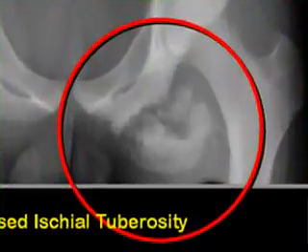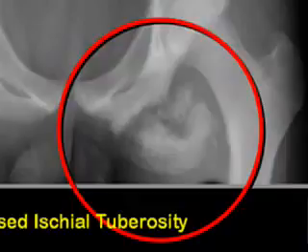This is an example of a healing fracture of the ischial tuberosity. You can see the marked periosteal reaction and callus formation and enlargement of the healing ischial tuberosity. This should never be mistaken for a bone tumor, such as an osteosarcoma.